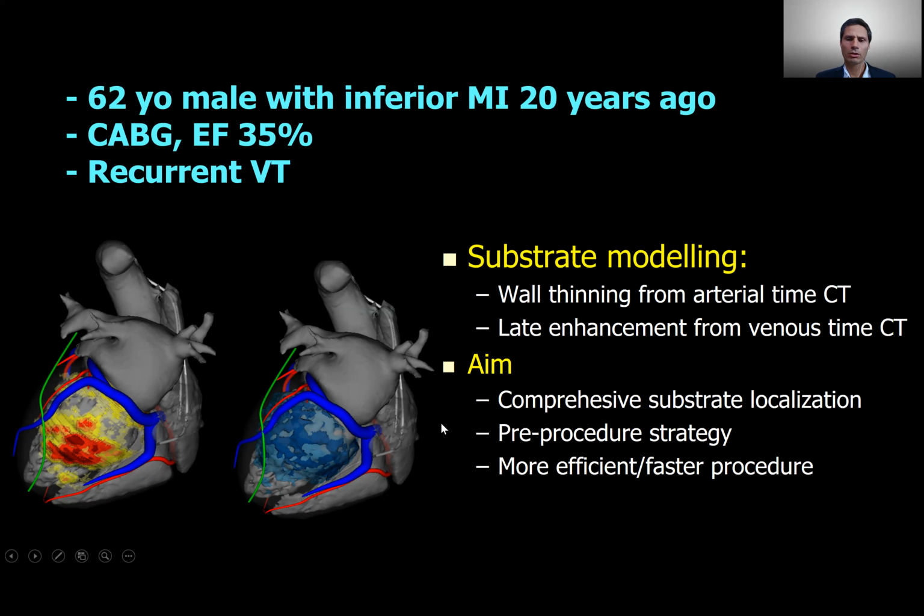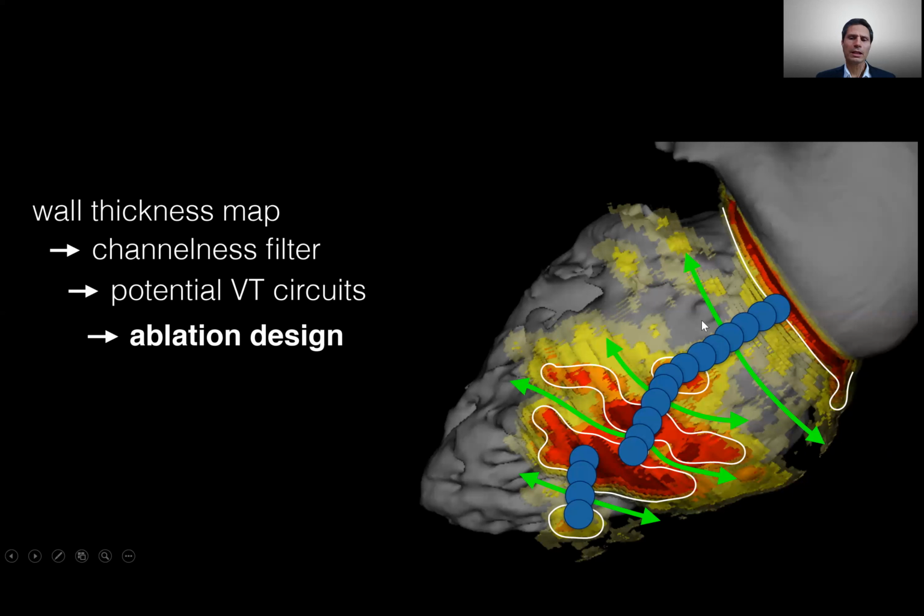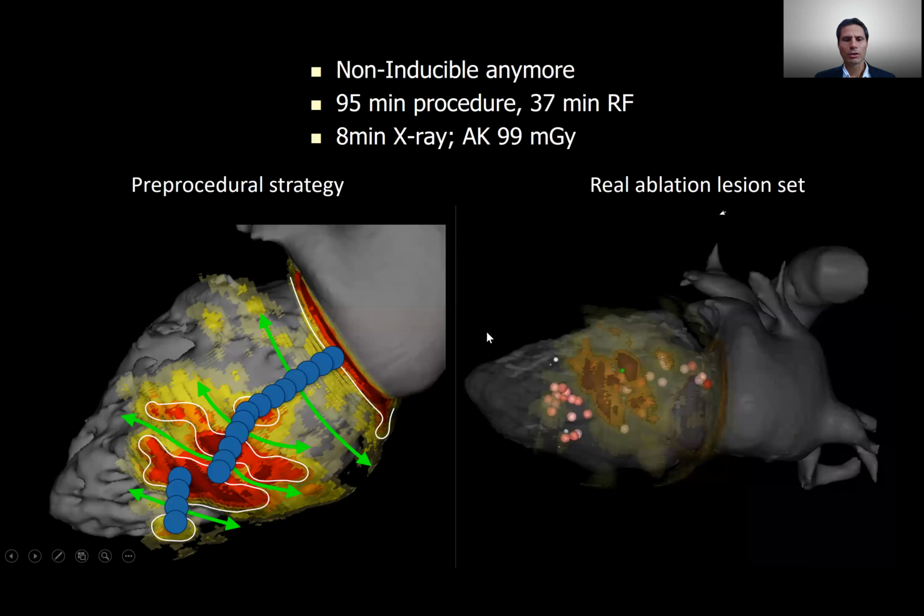It's complementary information. So it helps to get a comprehensive substrate localization, a pre-procedural strategy, and we hope to be more efficient and have a faster procedure. And basically, the way it works is once we have identified the substrate and the potential isthmus, the radiologist draws on PowerPoint the dots or the strategy, proposes me a strategy, and we discuss that. I must say it's sometimes a bit frustrating that the radiologist knows what to do before you have even touched the patient, and this is what I have done in this patient actually.